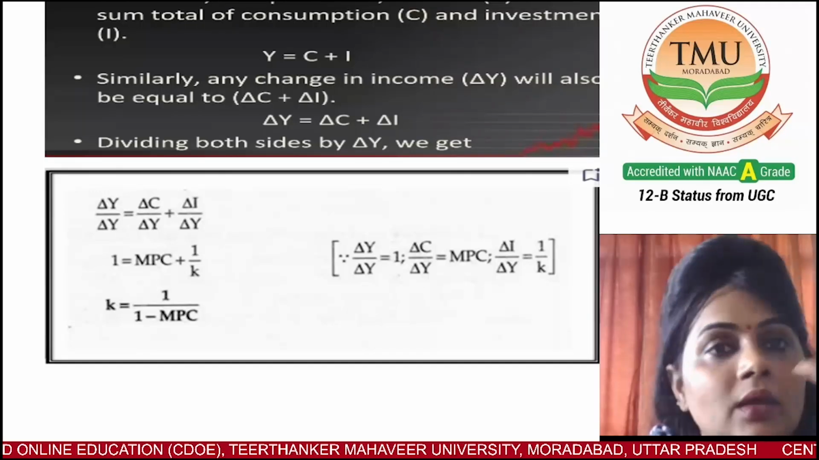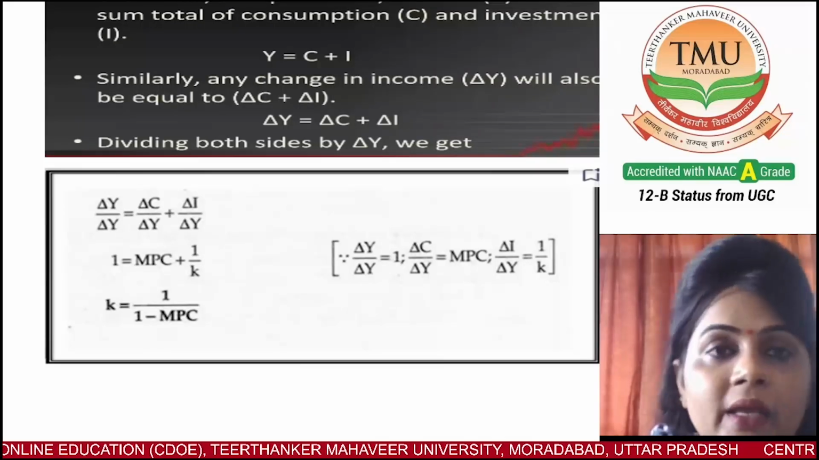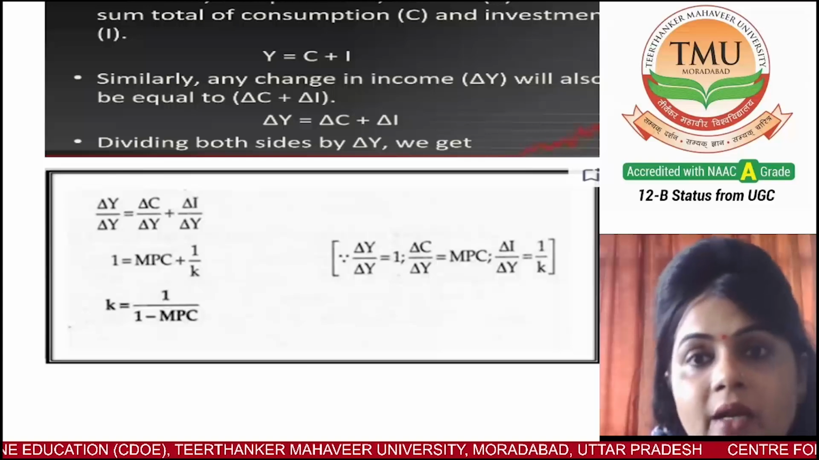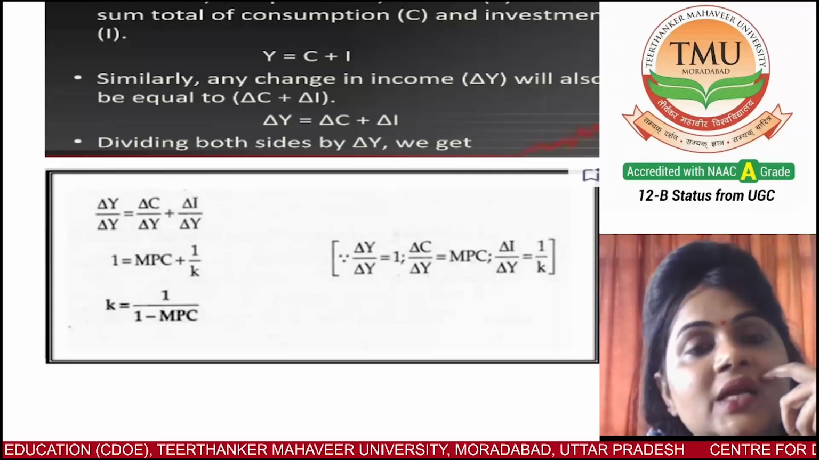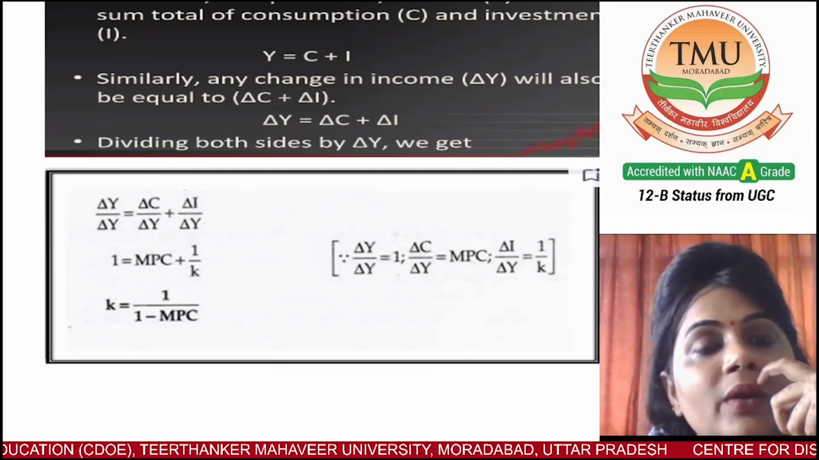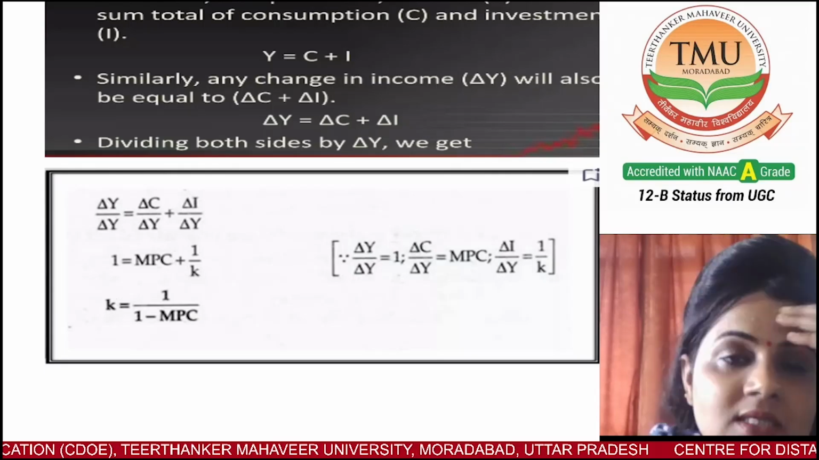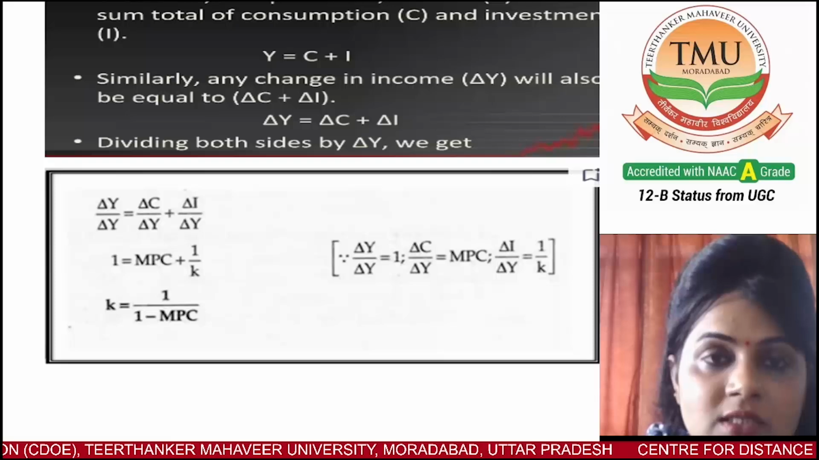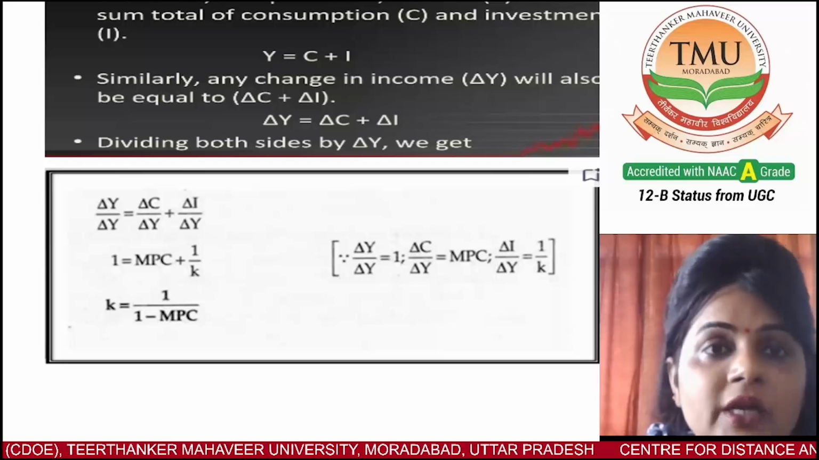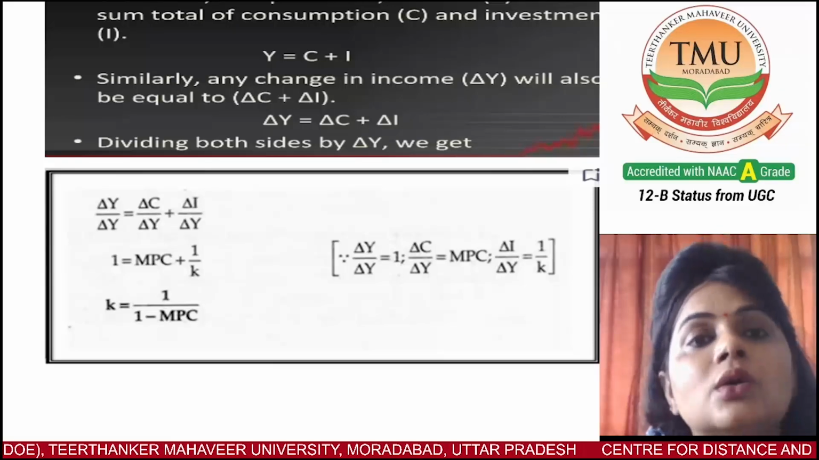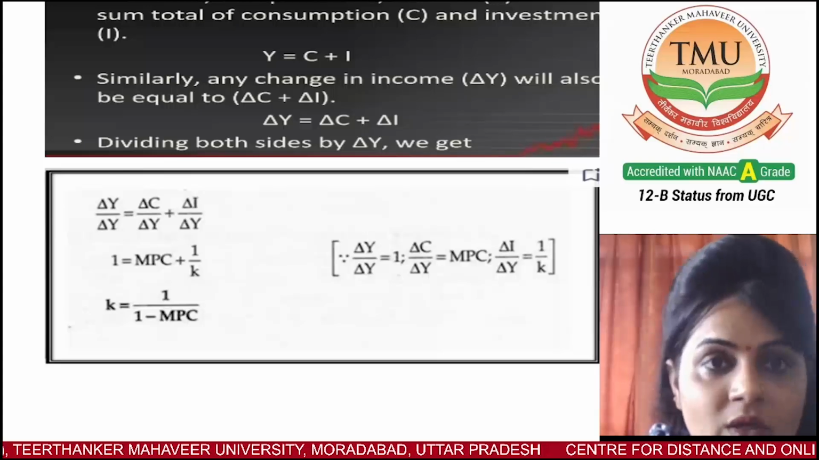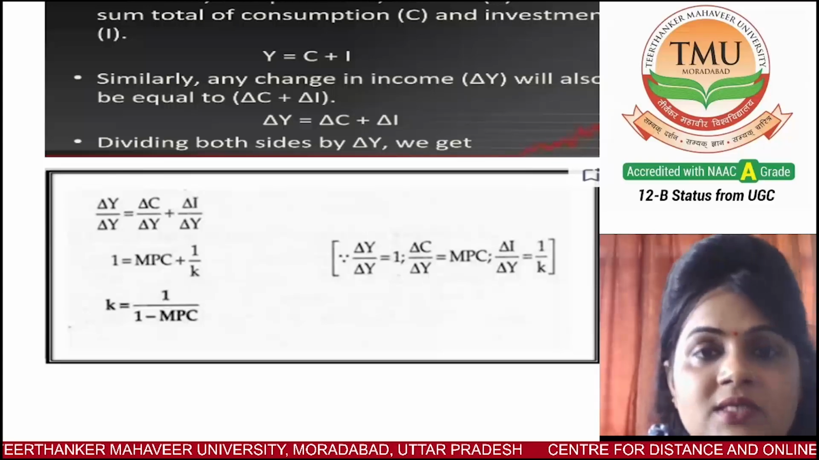MPC is equal to delta C upon delta Y. In place of delta C upon delta Y, you can write MPC, and K is equal to delta Y upon delta I. So you can write down 1 upon K, because it is an opposite relationship. So K is equal to 1 upon 1 minus MPC. Okay, we can write it this way.